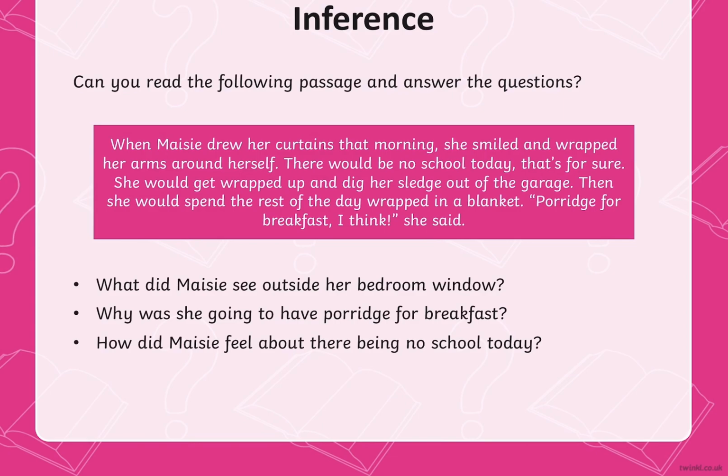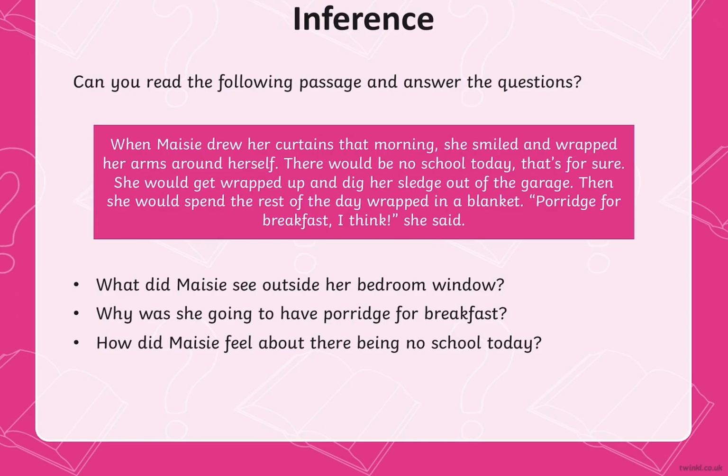She would get wrapped up and dig her sledge out of the garage. So she's getting a sledge out. We sledge when it's snowing. So I think that she has seen that it snowed heavily outside her bedroom. And why do I think it is heavily? Because she said there's going to be no school today. And schools are shut when the snow is really bad and the roads are not clear.